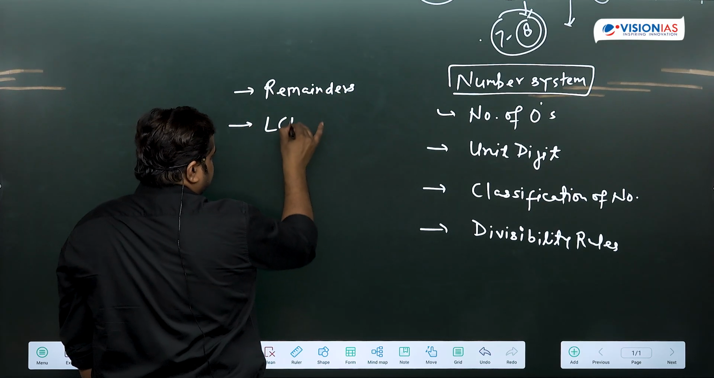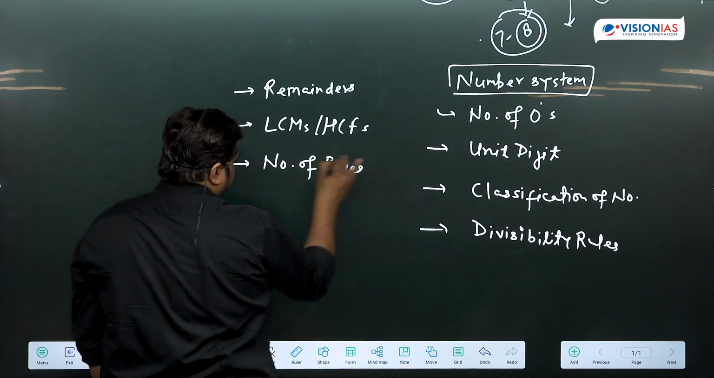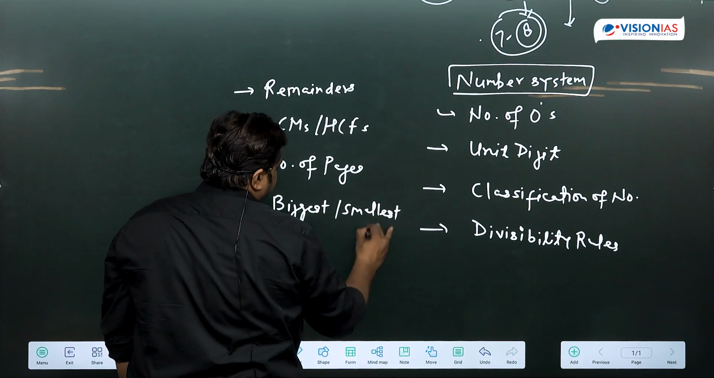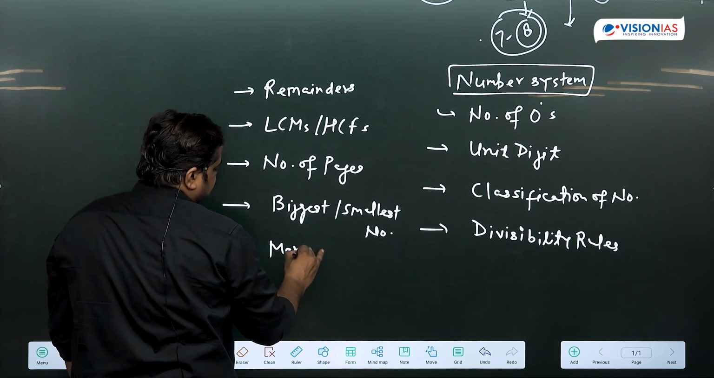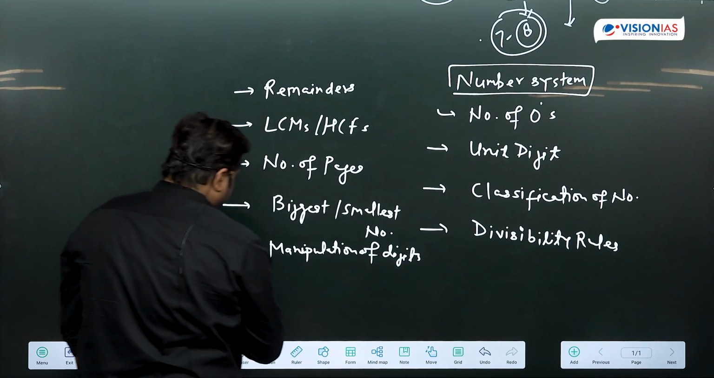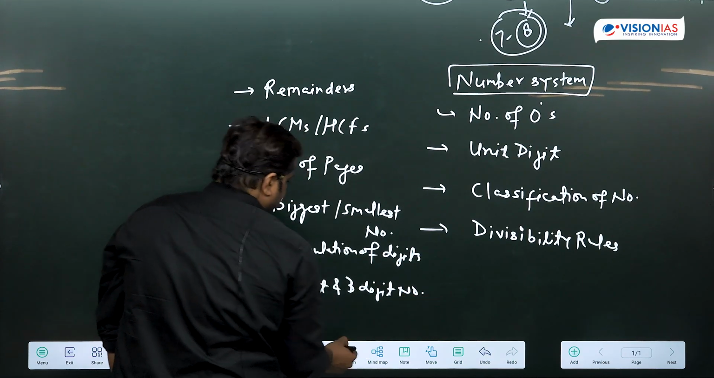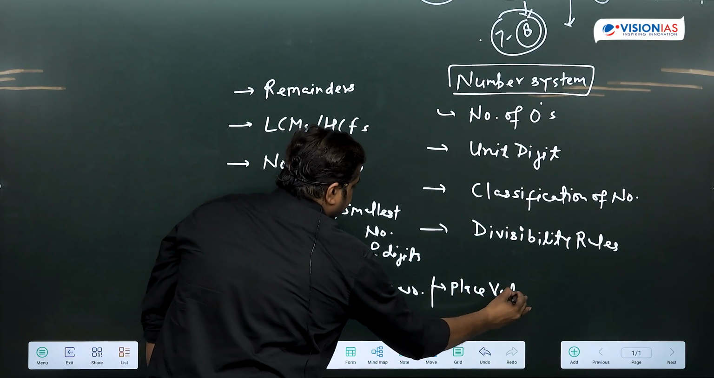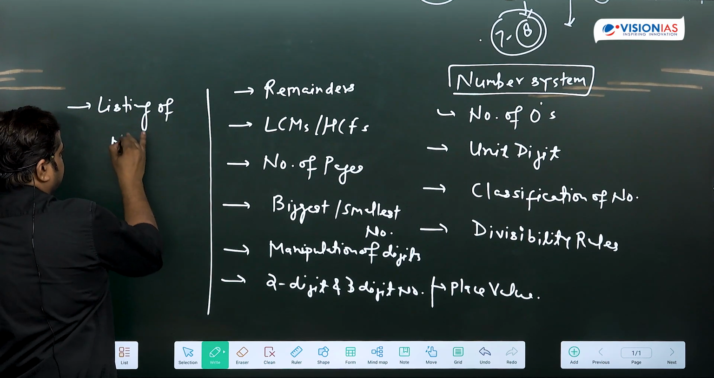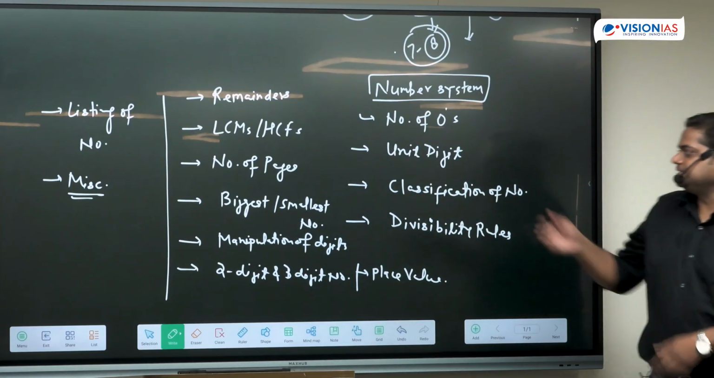We have the concept of LCMs, HCFs. We have the concept of number of pages. Biggest number, largest number, smallest number. We have manipulation of digits. Two-digit numbers, three-digit numbers. And the concept of place value here. And then we have listing of numbers. And we have a miscellaneous part. So this way, different subtopics we can have in the number system itself.